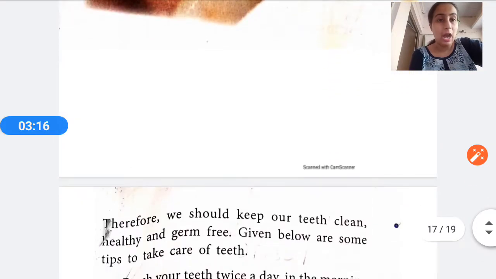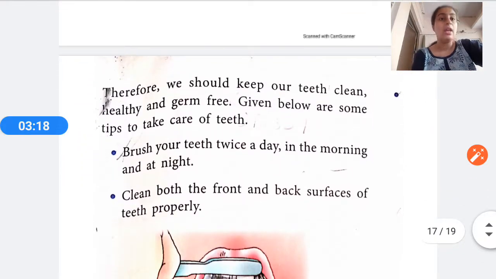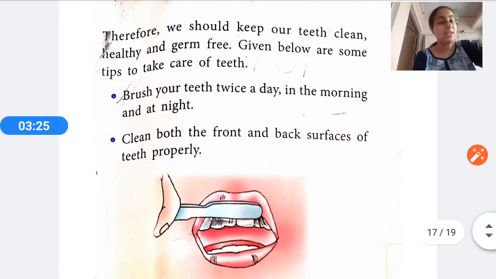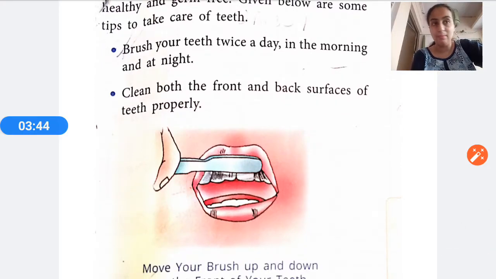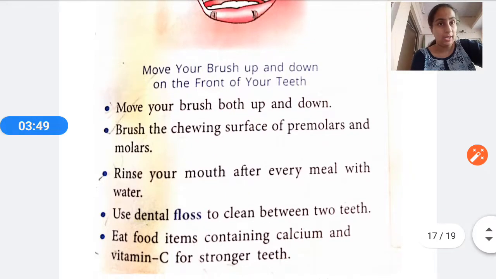Therefore, we should keep our teeth clean, healthy and germ free. Given are some points on how we can take care of our teeth. Brush your teeth twice a day, in the morning and at night. Clean both the front and the back surfaces of the teeth properly.